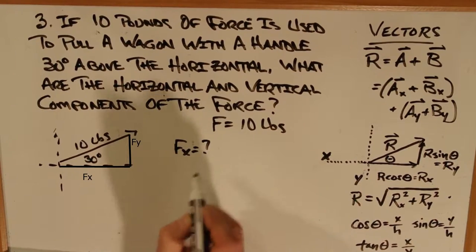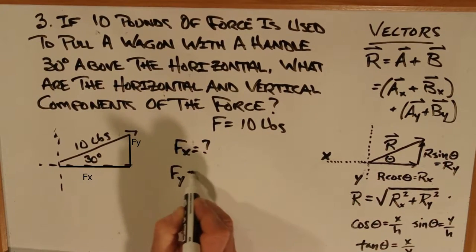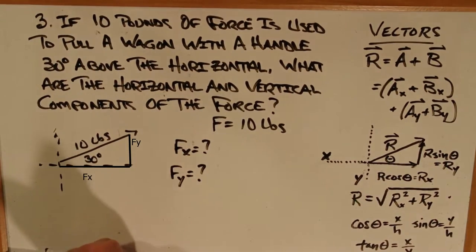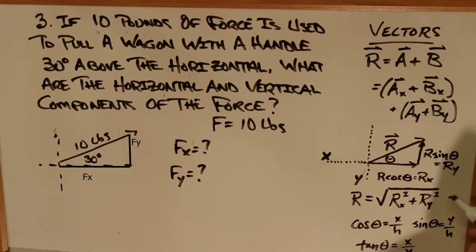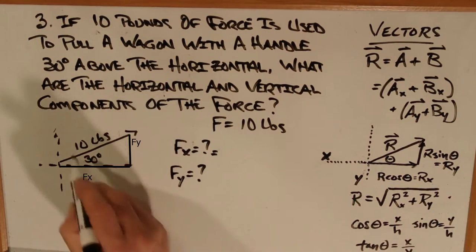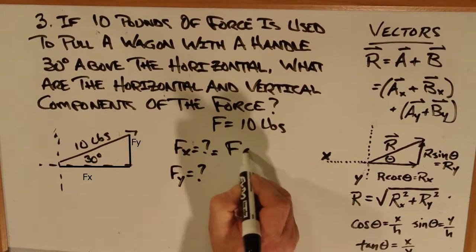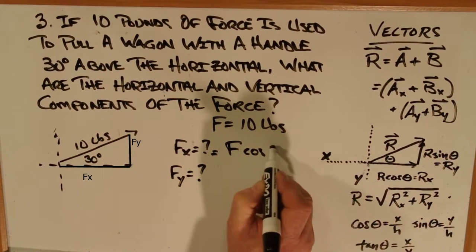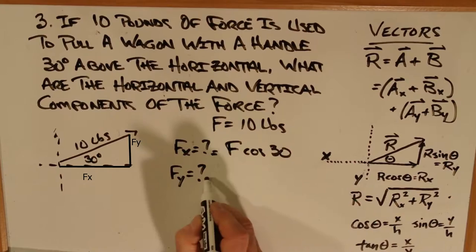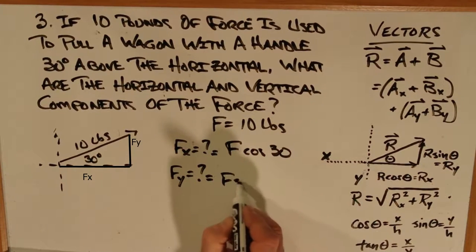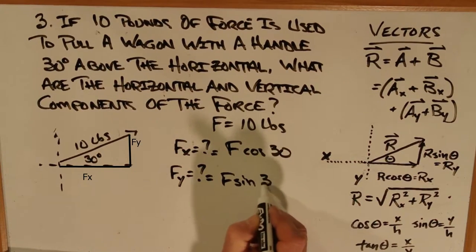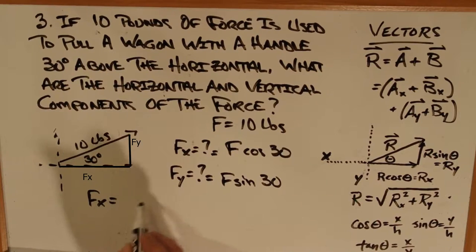So f of x, using the relationships we have over on the right-hand side, where the component of f in the x direction is going to be f cosine theta. And here, theta is 30 degrees. Component of f in the y direction is going to be f sine theta, or f sine 30.